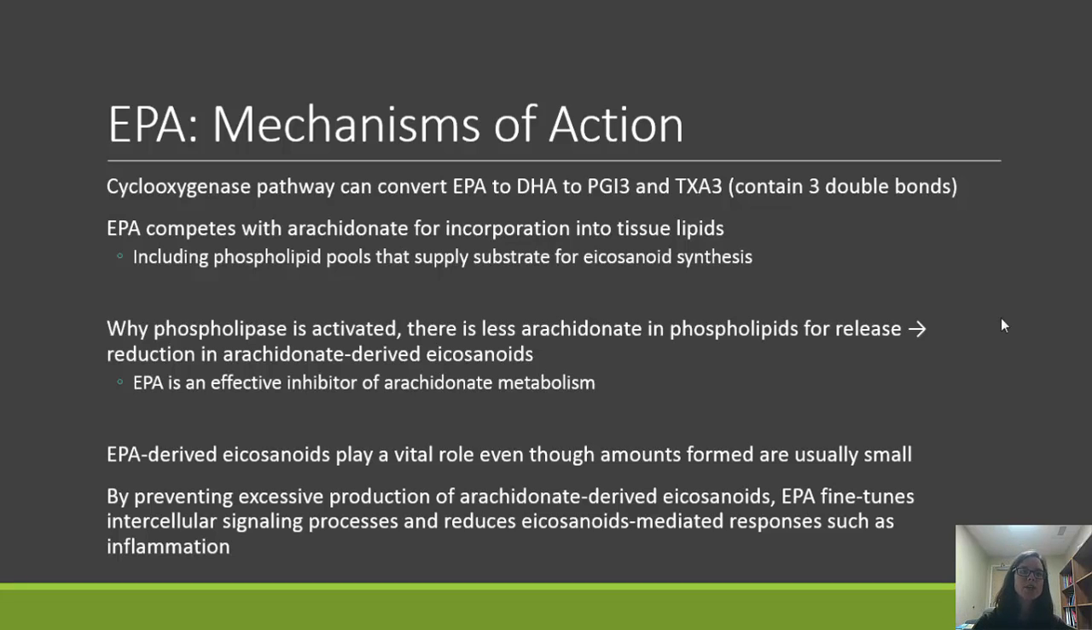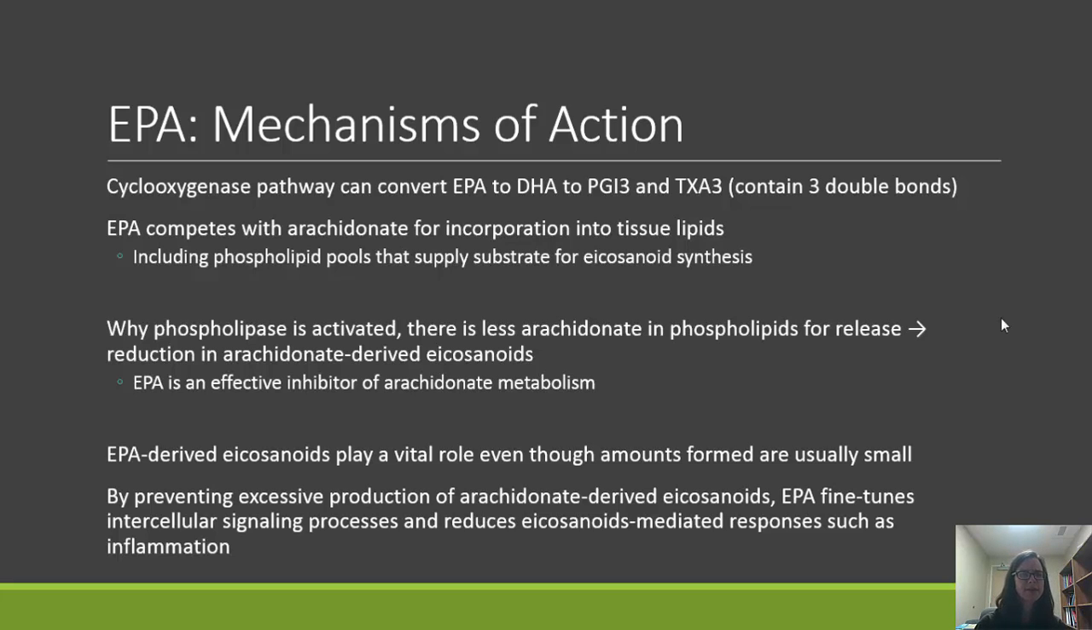Okay, so the cyclooxygenase pathway can convert EPA and DHA to prostaglandin I3 and thromboxane A3. So these both contain 3 double bonds. But EPA competes with arachidonic acid for incorporation into tissue lipids, and this includes the phospholipid pools that supply the substrate for eicosanoid synthesis.